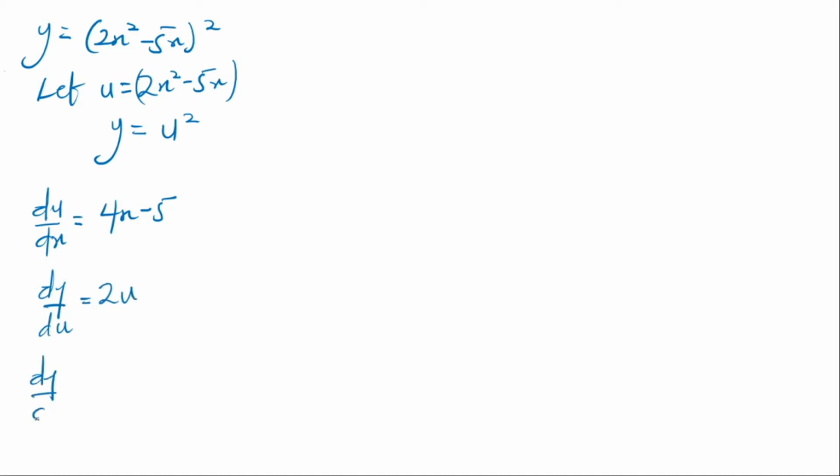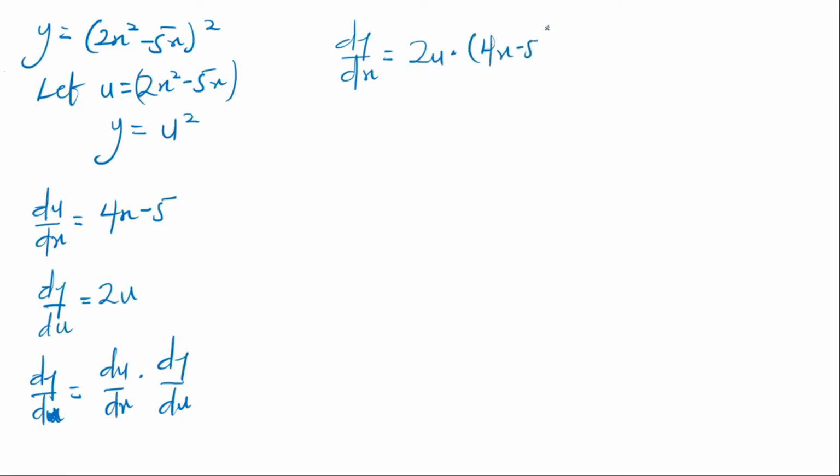So that means our dy dx, or our chain rule, dy dx is equal to du dx multiplied by dy du. So from here our dy dx is equal to the product of 2u and 4x minus 5. Alright, but we know u is 2x squared minus 5x. So if we do the substitution, we get 2 into bracket 2x squared minus 5x, then multiplied by 4x minus 5.